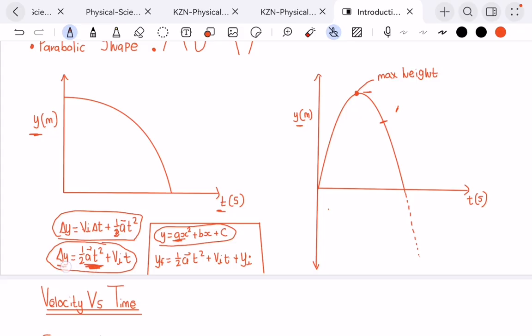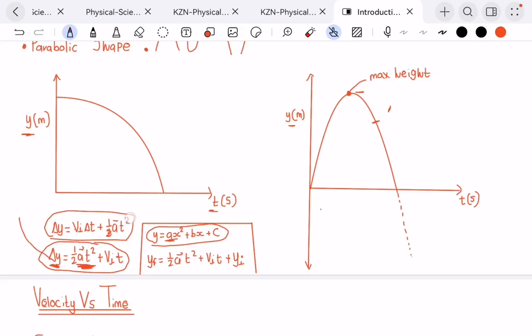This is the change in y, which is y final minus y initial. So I can break this one into y final minus y initial, and then I can take y initial to the other side. So I can transpose y initial to the other side. Okay, let me just clean this one up. Let me remove this.